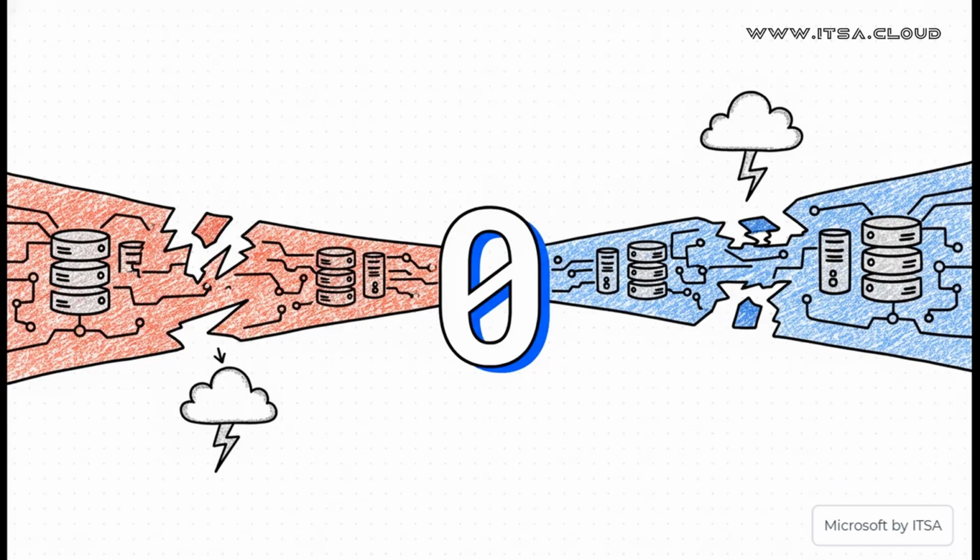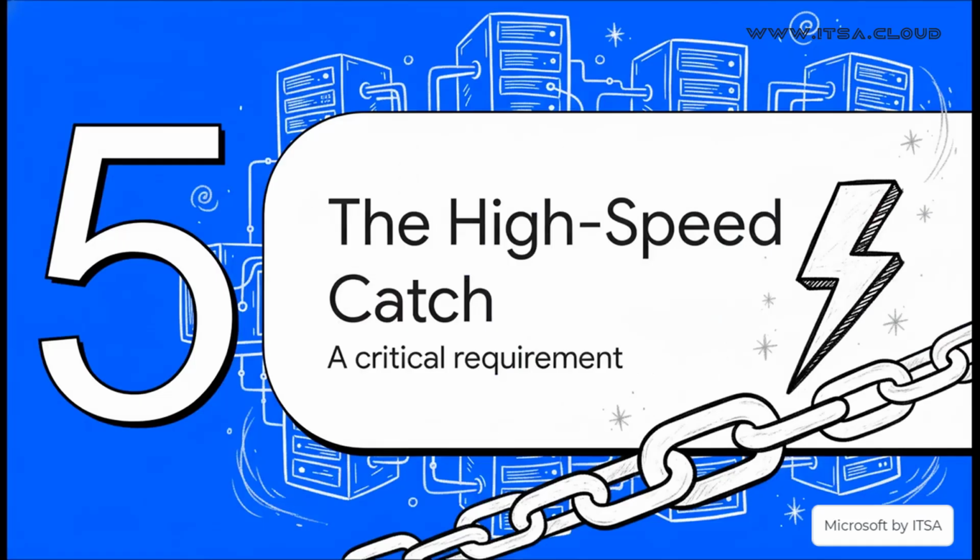And this is the ultimate promise: zero, or as close to zero as humanly possible. When a catastrophe hits one site, the other just takes over, seamlessly. It's the very definition of continuous availability. Now, this all probably sounds like some kind of IT magic, but it isn't. It relies on one very real, very physical requirement. There's a catch, and it's a really important one to understand.